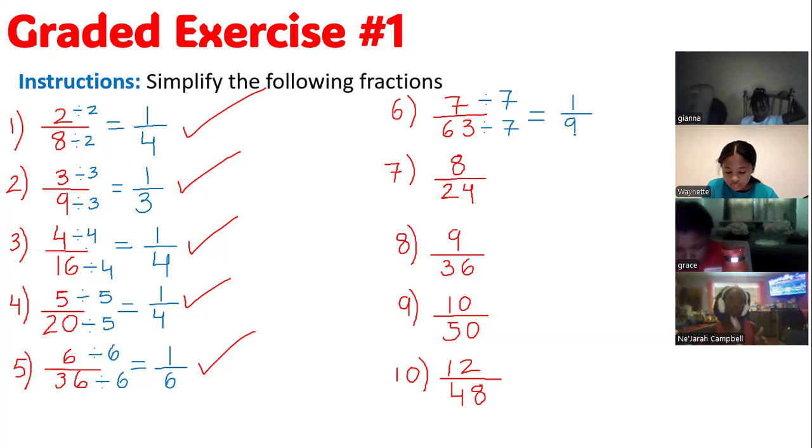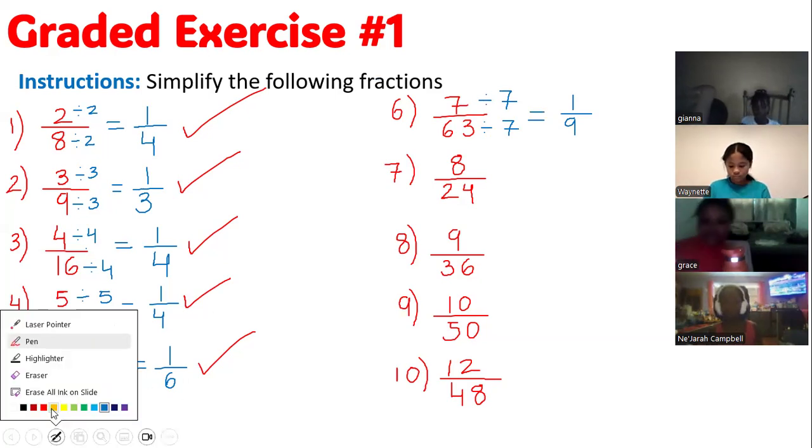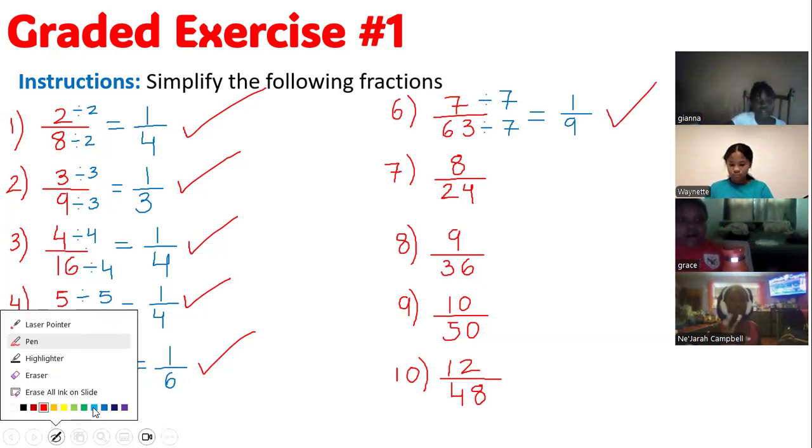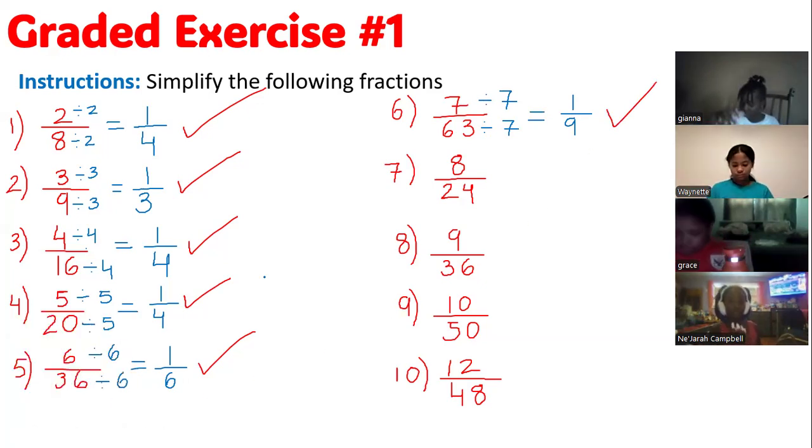If you got it right, please put a tick. If you got it wrong, please make the correction. I got 1 over 4 for number 6. No, that's not right. It's supposed to be 1 over 9, because 63 divided by 7 is 9.